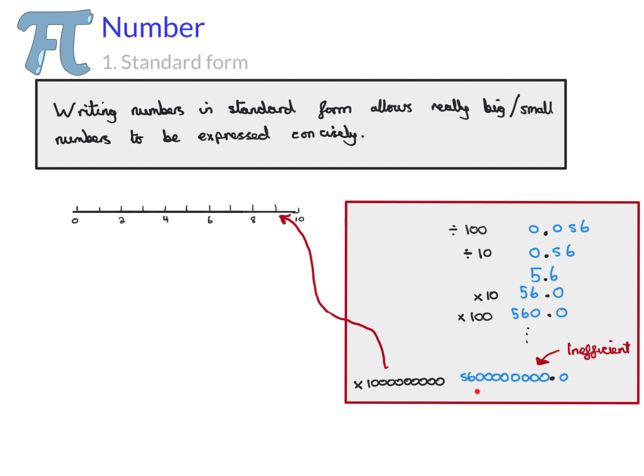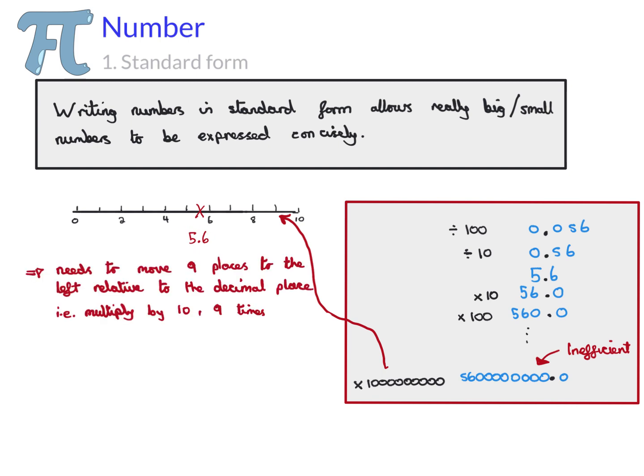Each jump to the left means multiplying by 10, and so we would write 5.6 billion as 5.6 times 9 lots of 10, each corresponding to a jump, which we write as 10 to the power of 9. This is called writing 5.6 billion in standard form.